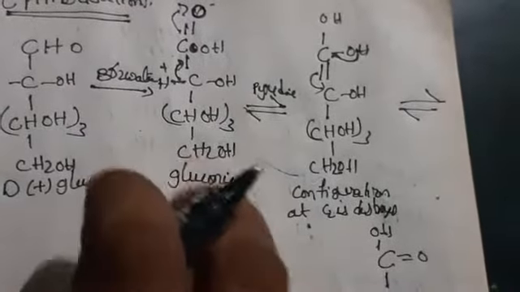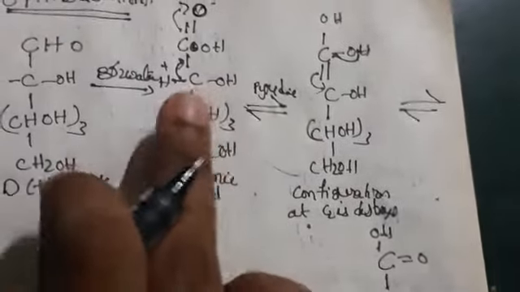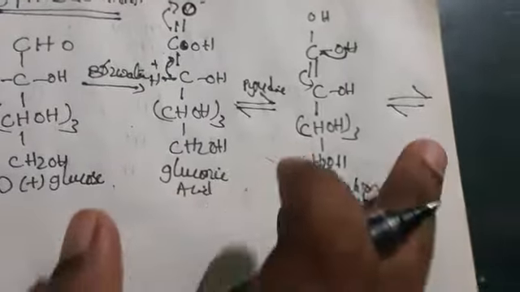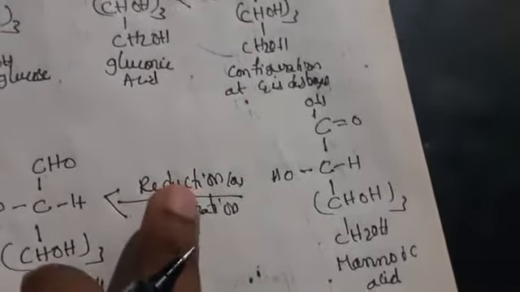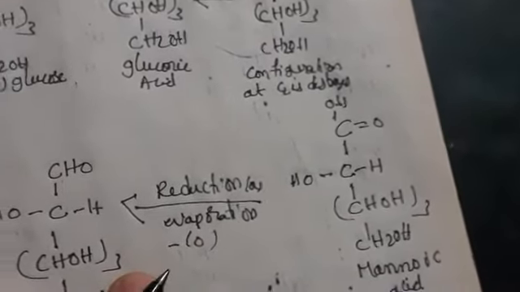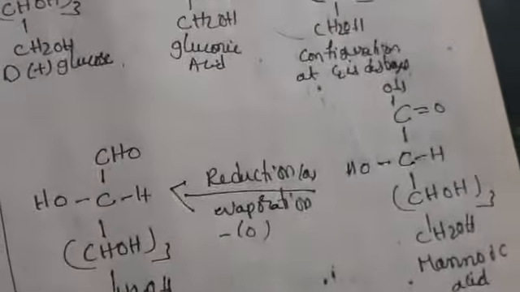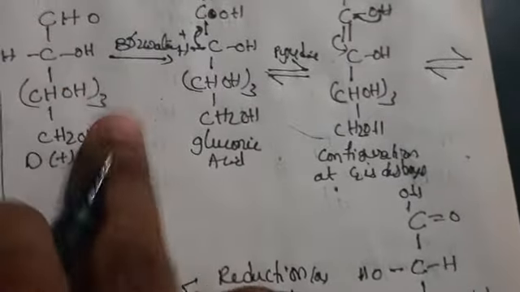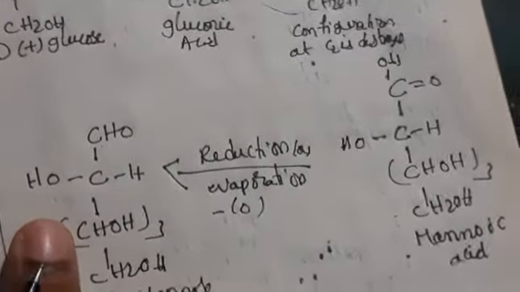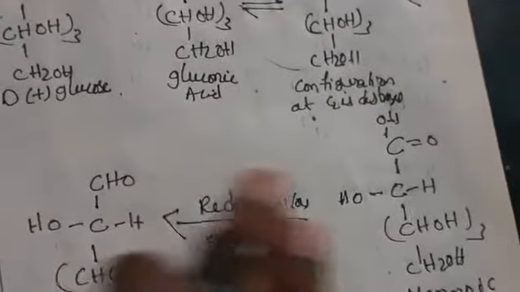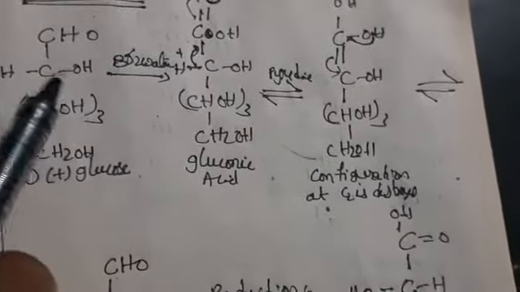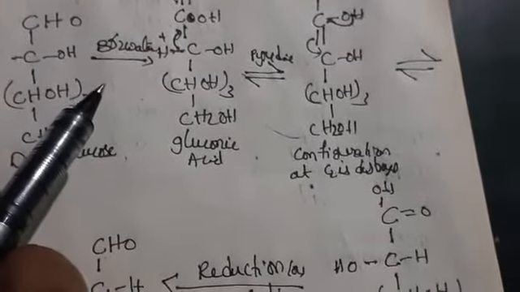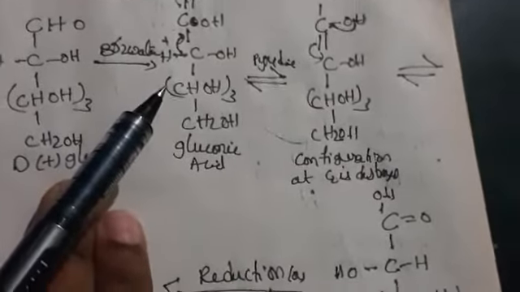When we rearrange this molecule in the presence of pyridine, the C2 configuration is destroyed. Again, when we rearrange this molecule, we form mannonic acid. When you do reduction, it forms D plus mannose. If OH is on the right side, we call it glucose. If OH is on the left side, we call it mannose. So this is known as epimerization. Epimers means the change in configuration of the C2 carbon. We call it epimerization.